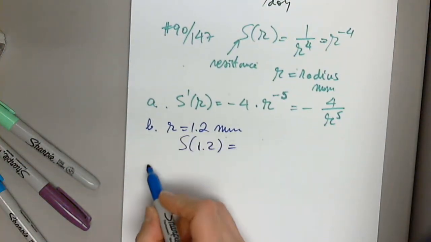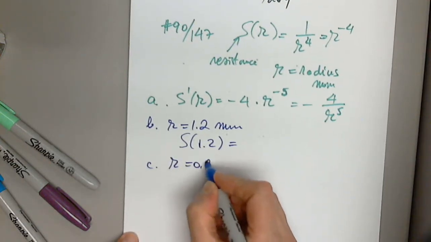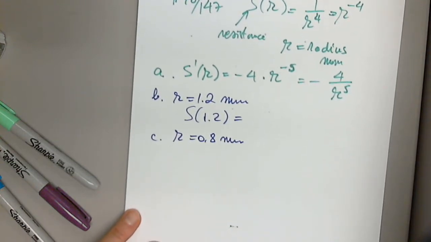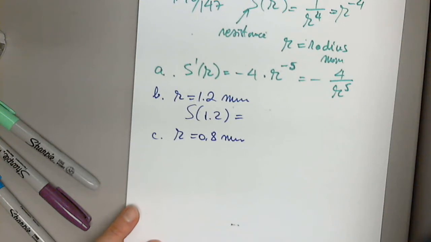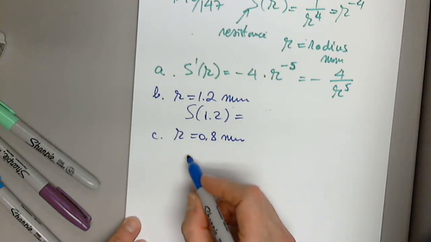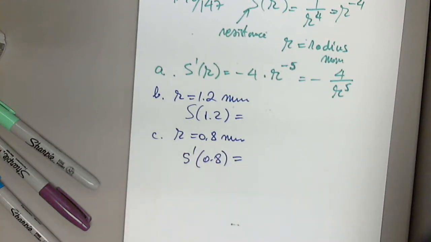Don't write it just yet. In a minute, let's look at C also. Find the rate of change of S with respect to R when R is 0.8, because I would like to put both in the calculator. Now I'm asked to find the rate of change of the resistance when the blood vessel has a radius of 0.8 millimeters. I'm asked to find S prime of 0.8. Very good. So let's put those in the graphing calculator.